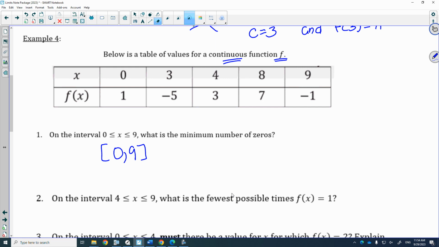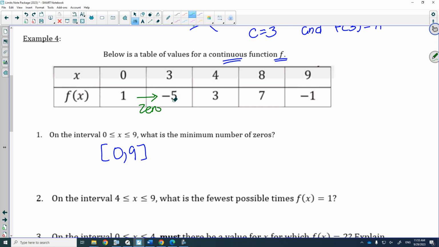So we look at the y values. We're going from 1 to -5. So picture a y value of 1 and then a y value of -5. Will we have a 0 at least in between 1 and -5? Yes, right? If you had a y value of 1 and you got to go down to a y value of -5, you're cutting the x-axis, which is going to be a 0. So we're going to have a 0 here.